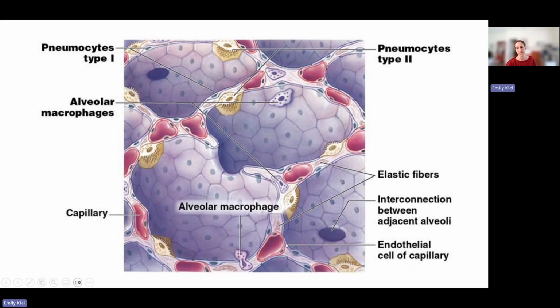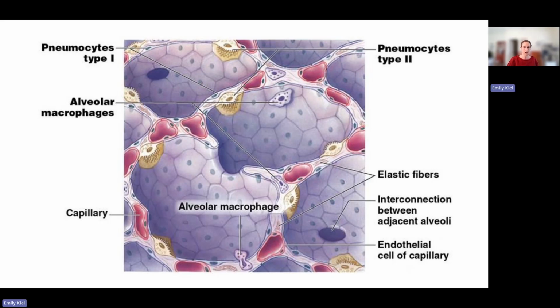You've got your layer of alveolar epithelium, and then you've got your endothelium of the capillaries. So just two little cell layers to move through. And then here's those elastic fibers to help with recoil and to help push air out.